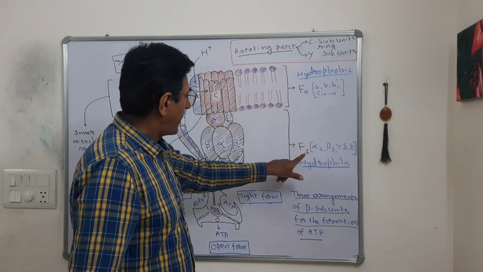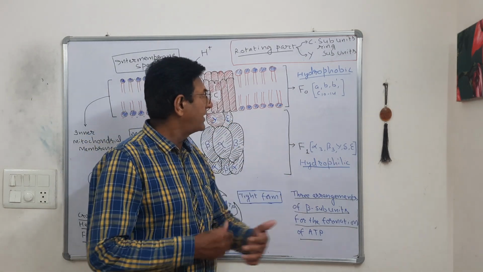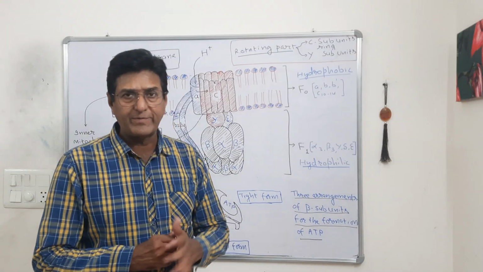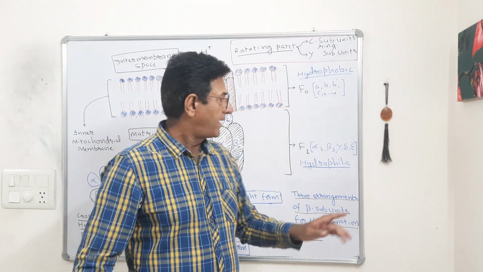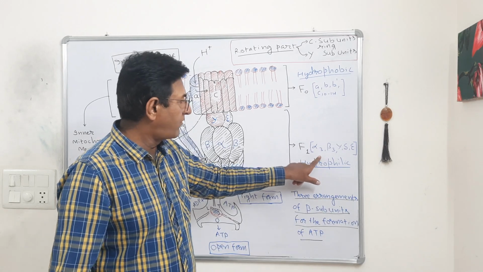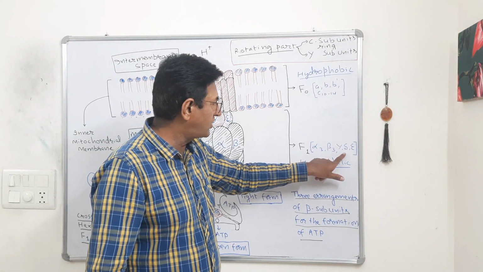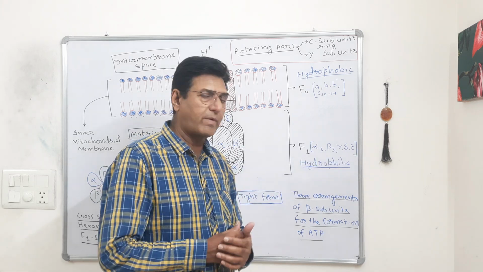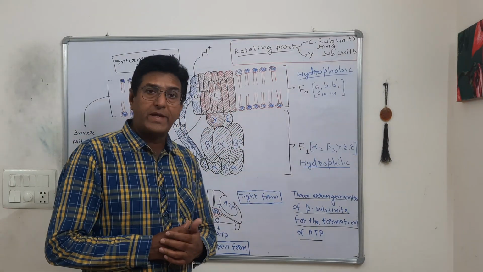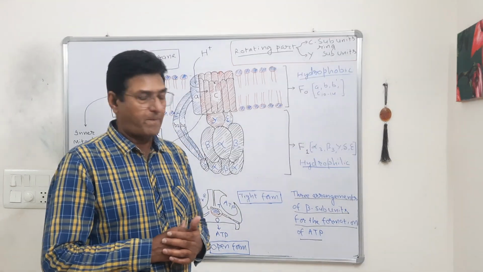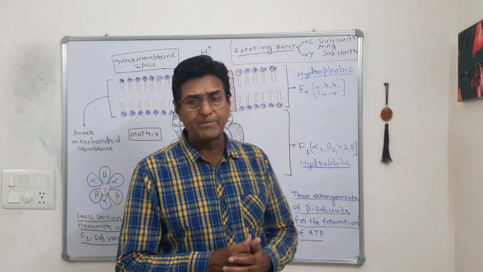And now come to the F1 particle. F1 particle is hydrophilic in nature and it consists of 5 types of polypeptide chain: alpha, beta, gamma, delta and epsilon. And there are 3 alpha polypeptide chain, 3 beta polypeptide chain and one of each gamma, delta and epsilon polypeptide chain. Gamma and epsilon polypeptide chain make the stalk of oxysome. And alpha and beta make the hexamer structure.